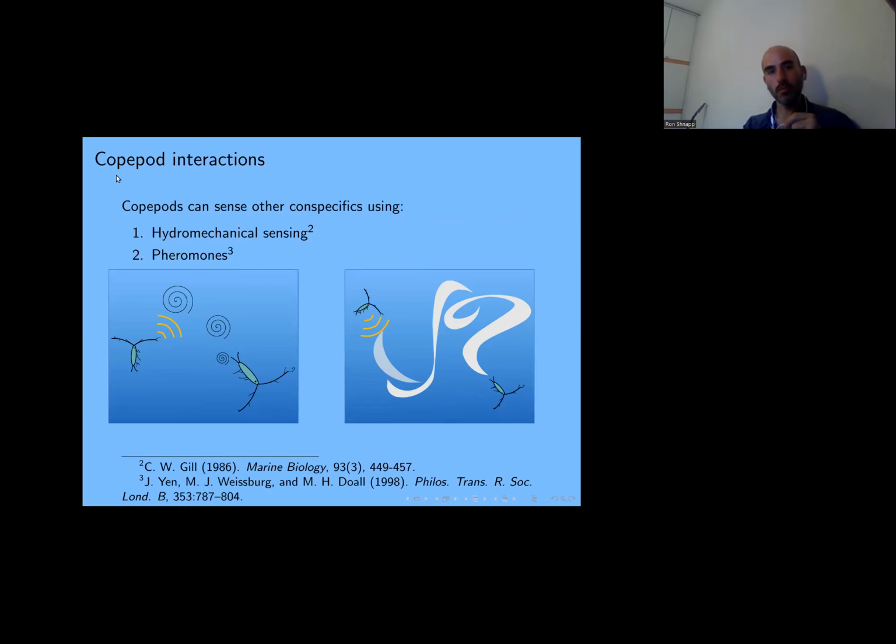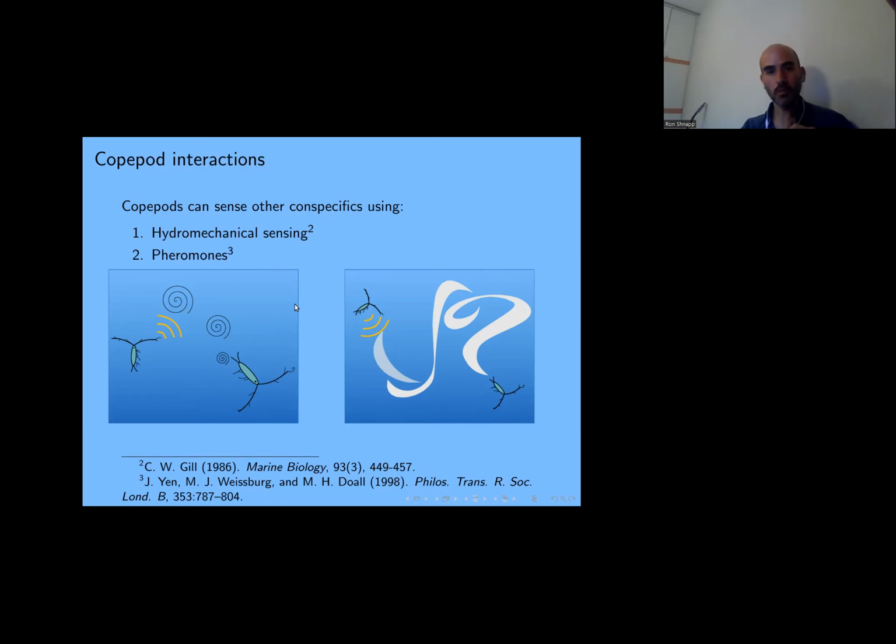In addition to that, copepods can interact with each other. Apparently, copepods have two basic means of communication. The first one is hydromechanical sensing. If we have two copepods swimming one by the other, then the disturbances that one of them leaves in the flow behind them, in their wake, can be sensed by the very sensitive antennae of the other copepod. So this one can sense the disturbances, and then can guess that there's another copepod in his or her environment.